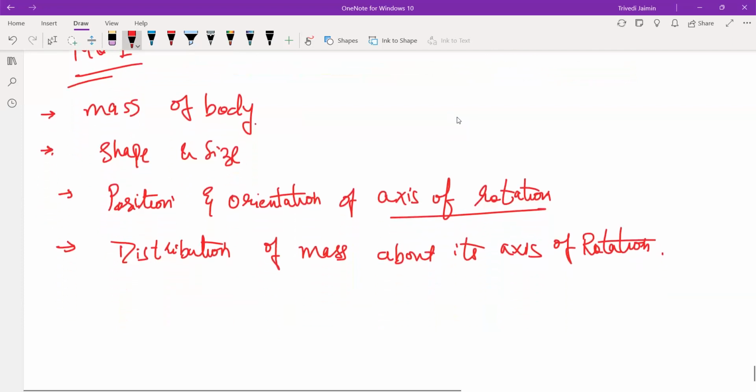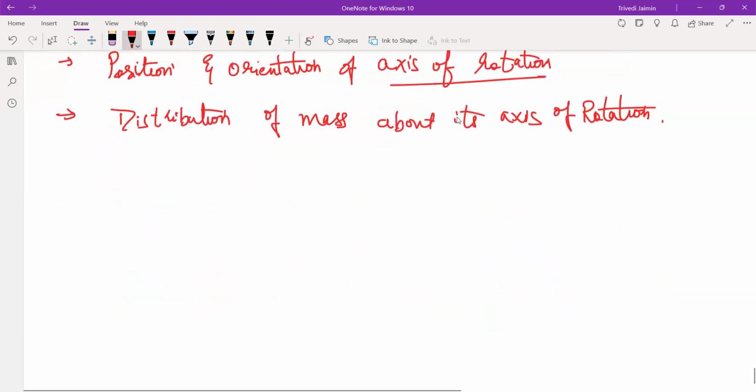Okay. Let's go with kinematics of rotation. Then we can end this chapter. It's very small then. Only kinematics we have left.